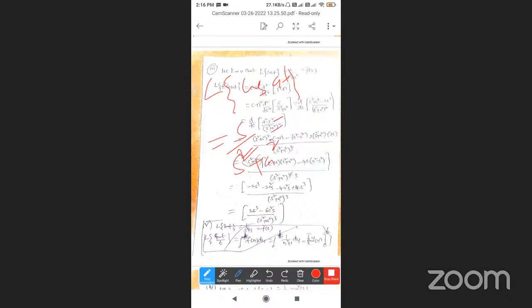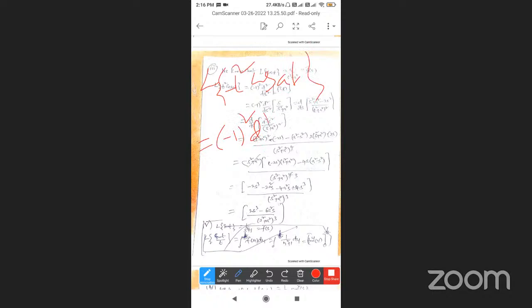This is our f bar of s. So the Laplace transform of t square into cos at is given by the formula minus 1 whole square into d square by ds square of f bar of s. Here f bar of s is s by s square plus a square.